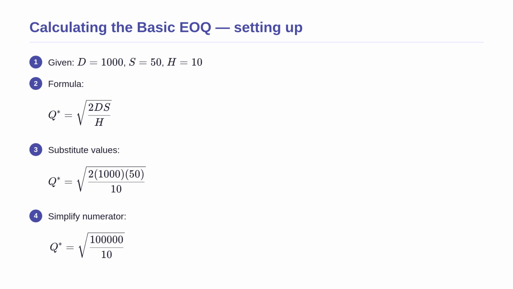Before we see where this formula comes from, let us see it in action with a concrete example. A bicycle shop sells 1,000 bicycles per year. It costs $50 to place an order and $10 to store one bicycle for a year. We need to find the optimal order quantity. We start by writing down our given values and the standard EOQ formula. Next, we substitute 1,000 for demand, 50 for ordering cost, and 10 for holding cost. Multiplying the numerator gives us 100,000. We are now ready to simplify and solve.